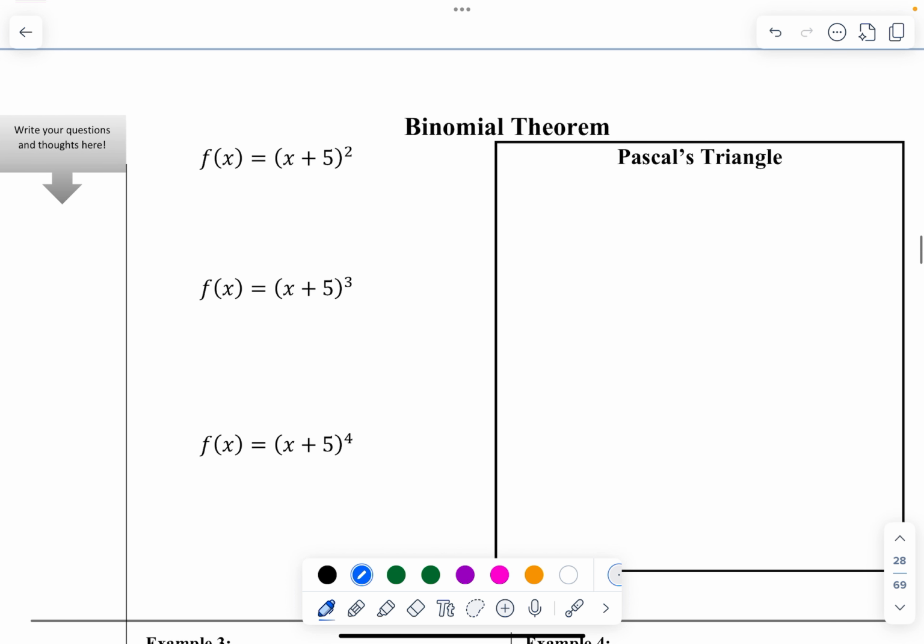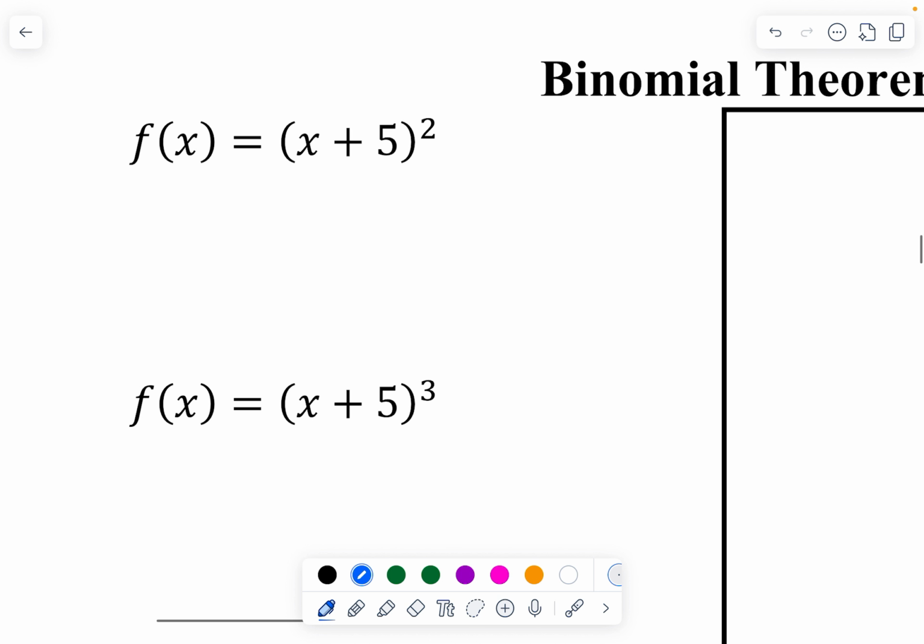All right, let's talk about something new. It's called the binomial theorem. Okay, so binomial theorem is really, really helpful when we're multiplying out binomials. You'll see this before, that we're just factoring. So this is like just saying x plus 5 times x plus 5.